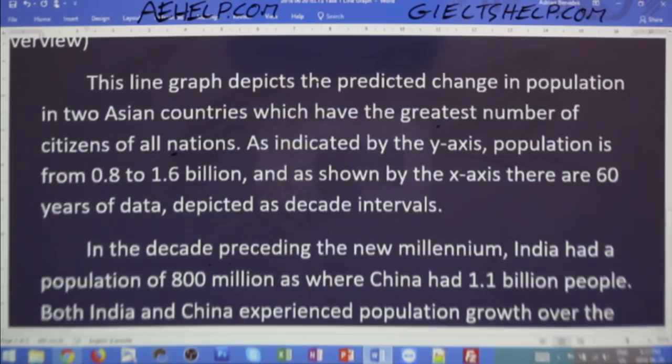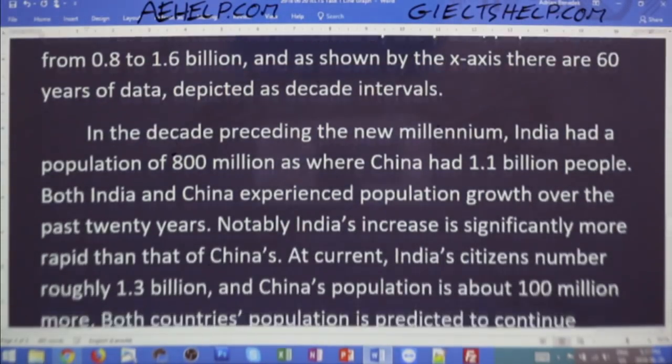So this line graph depicts the predicted change in population in 2 Asian countries which have the greatest number of citizens of all nations. As indicated by the y-axis, population is from 0.8 to 1.6 billion, and as shown by the x-axis, there are 60 years of data depicted as decade intervals.